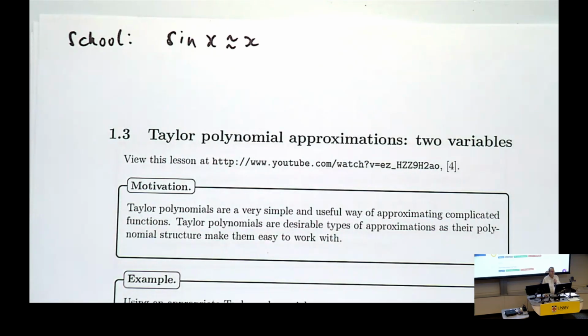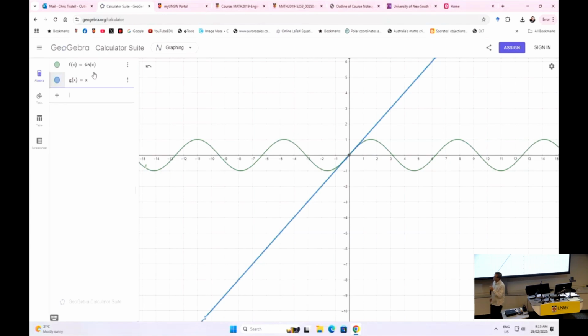Let's go to GeoGebra for a second. All right, so I'll put in sine x. Okay, so obviously the green curve is the sine curve, and the blue curve is the x curve, right? So when we say sine x is approximately equal to x, what are we really talking about there? What are we restricting our attention to?